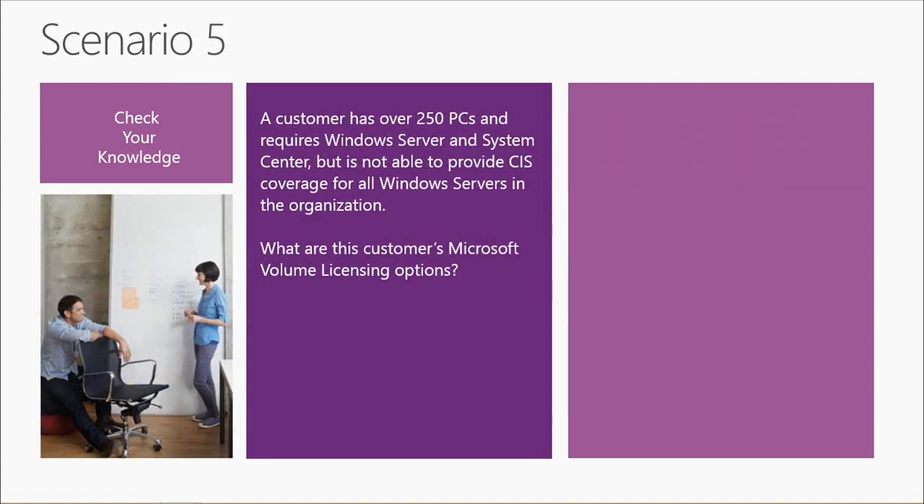The next scenario: a customer has over 250 PCs and requires Windows Server and System Center but is not able to provide CIS coverage for all Windows Server in the organization. What are this customer's Microsoft volume licensing options? And their options are the Select Plus agreement and the Core Infrastructure Suite SKUs.